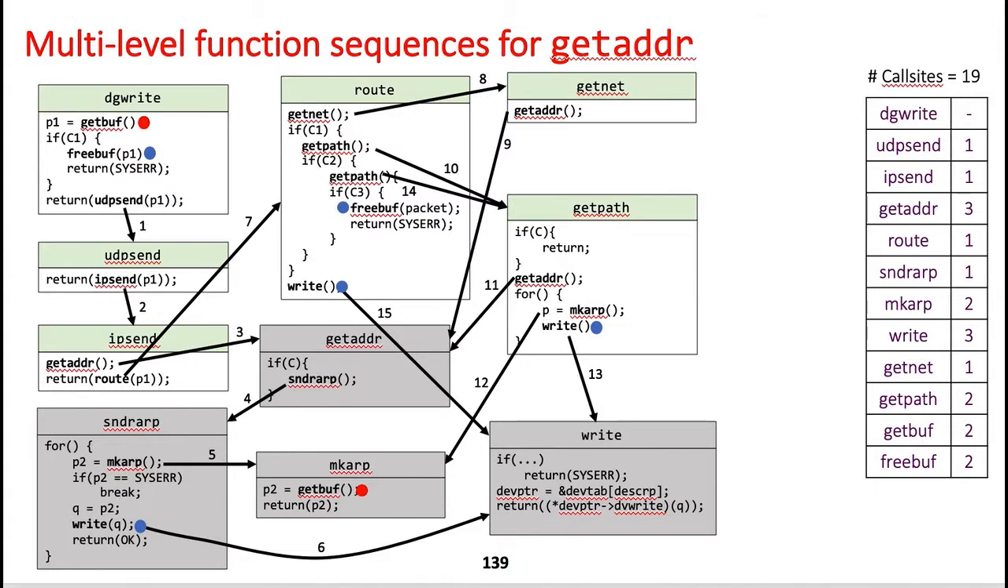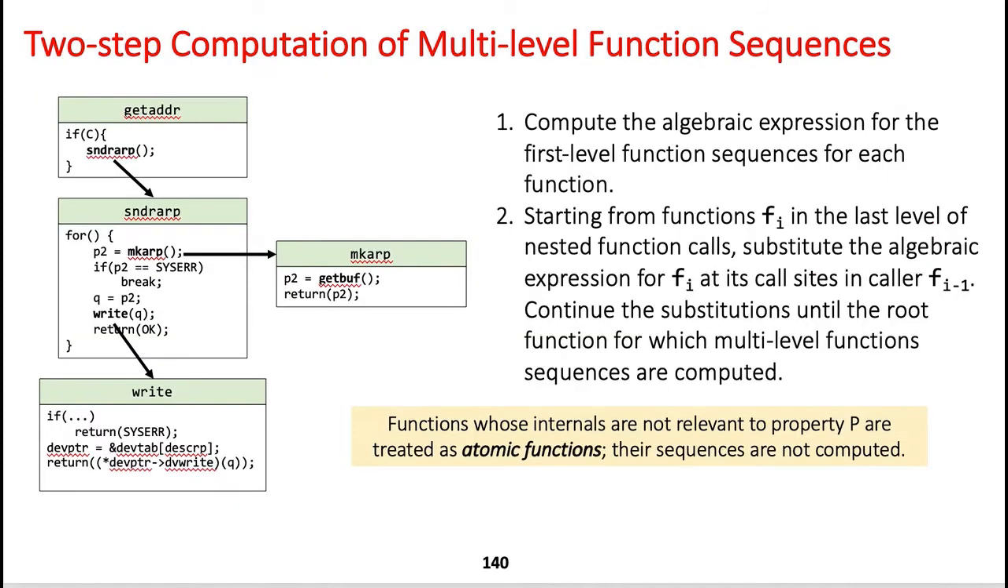Now, to illustrate the computation of multi-level function sequences, we take different chunks and illustrate the computation for each chunk, and then we put the things together. So here first we will illustrate the computation of multi-level function sequences for the function getAddress. getAddress calls sndArp, sndArp calls makeArp, and it calls write. So it's a two-step process.